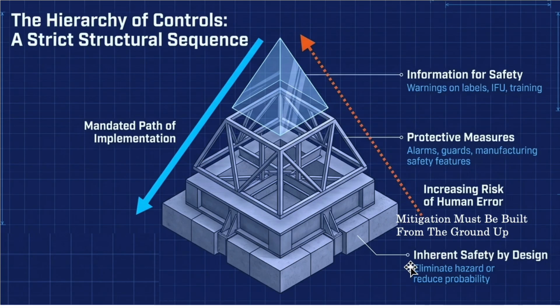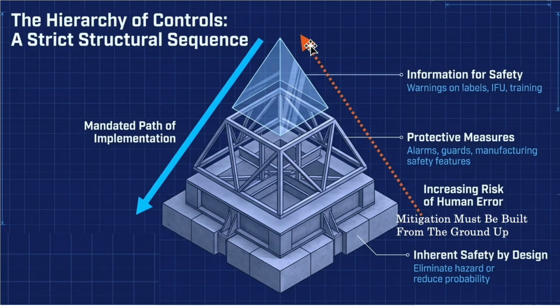Here, the mitigation must be built from the ground up. That's the bottom line. As an engineer and designer, the first goal is to design the danger out of existence, and that means safety by design. We need to eliminate the hazard or reduce the probability of that hazard as low as possible, as far as possible. Because as you can see, the increasing risk of human factor increases this way as you go up from the ground up.